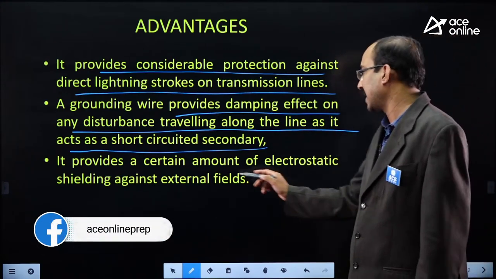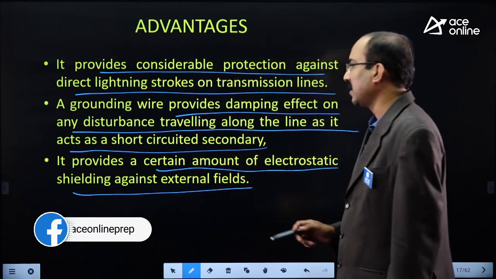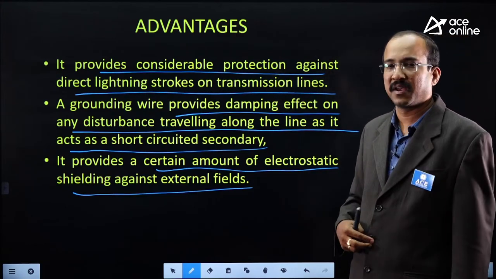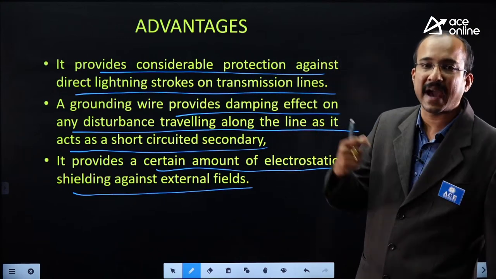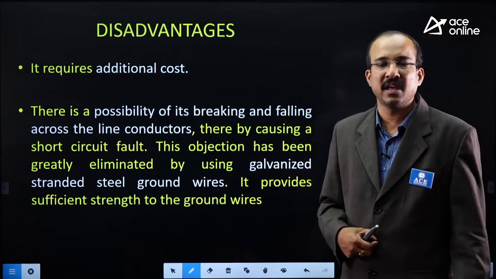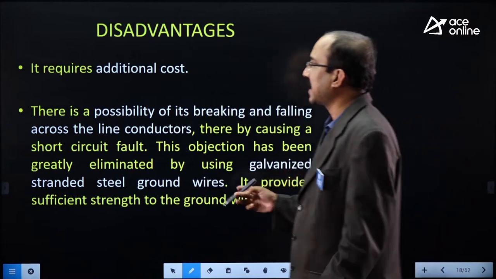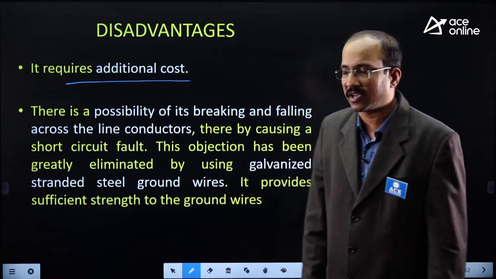Apart from that, it provides a certain amount of electrostatic shielding from external fields. These are the advantages. The main advantage is that it provides protection from direct lightning strokes. What are the disadvantages? You require this conductor throughout the length of the line, so automatically it takes additional cost. The cost will be increased.